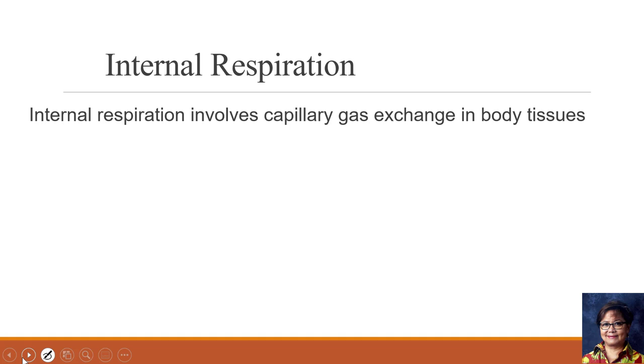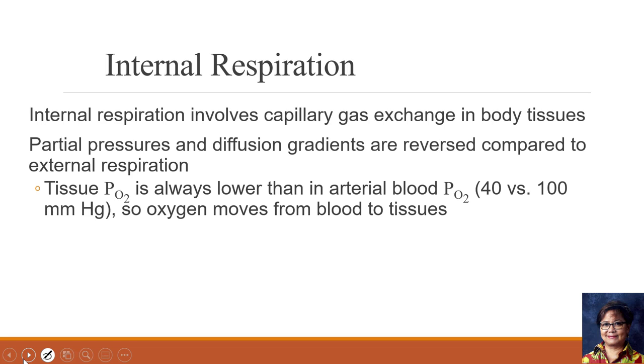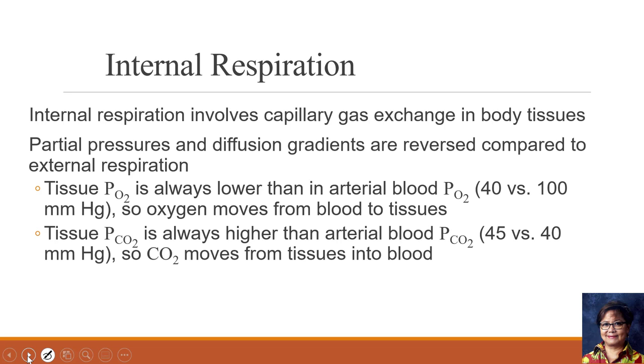Internal respiration involves capillary gas exchange in the body tissues. We are now in the body tissues, and this is where the partial pressure gradients are reversed compared to external respiration. The tissue oxygen is lower than in the arterial blood, and oxygen therefore moves from the blood to the tissues. The tissue carbon dioxide is higher than in the arterial blood, because you have 45 versus 40. So carbon dioxide moves from the tissues into the blood.